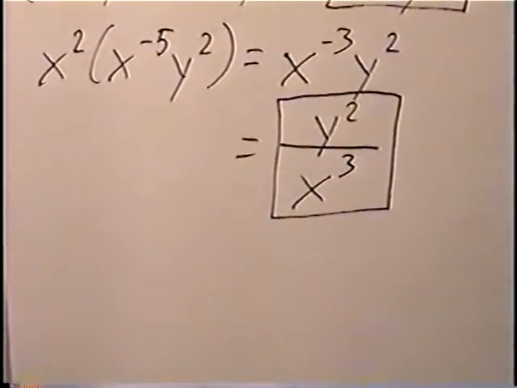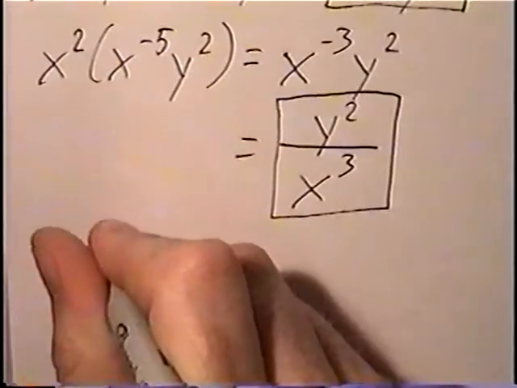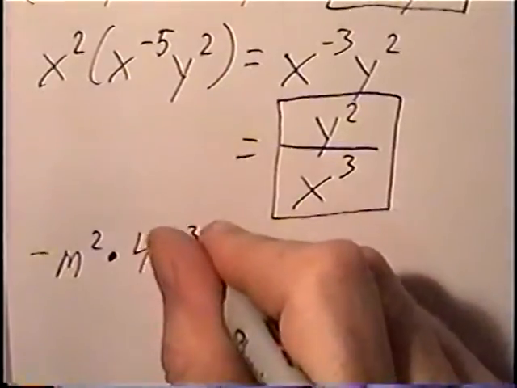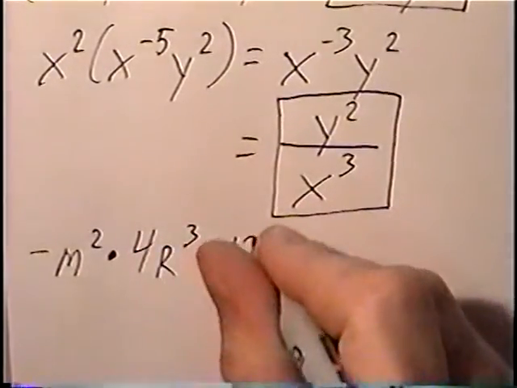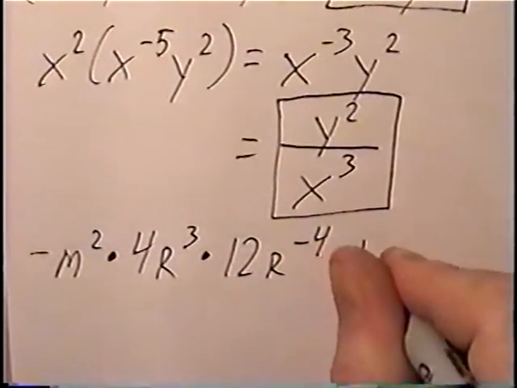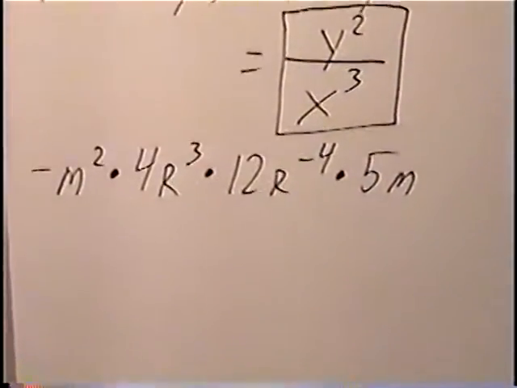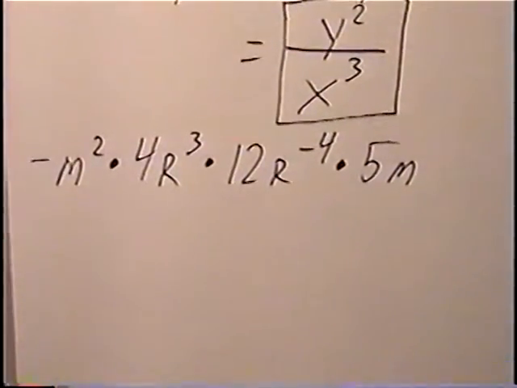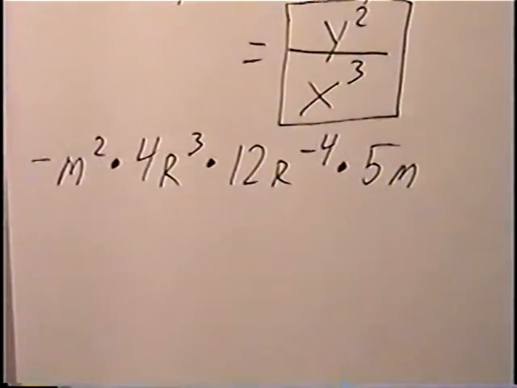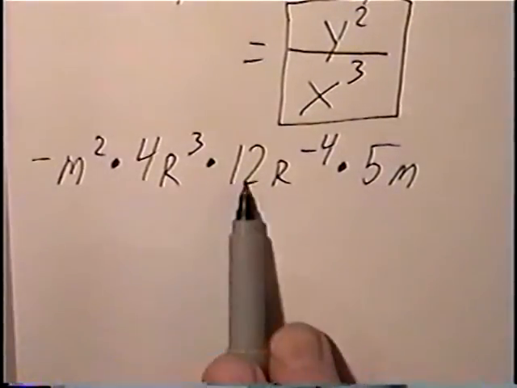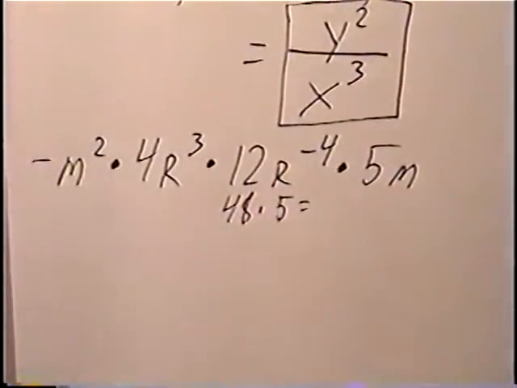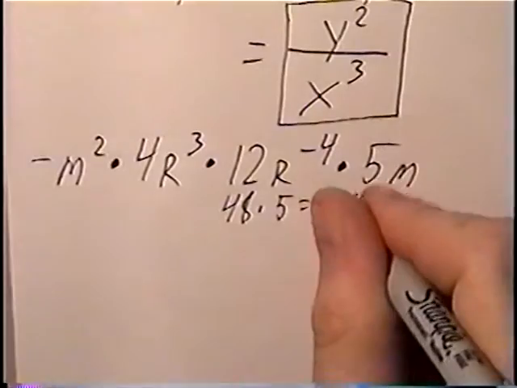And last question for the section, negative m squared times 4r to the 3rd power times 12r to the negative 4th power times 5m. Simplifying first, we can take the coefficients, the numbers in front of the variables, and multiply those together. If we multiply 4 times 12, that would be 48. And if we multiply 48 times 5, that would give us 240.